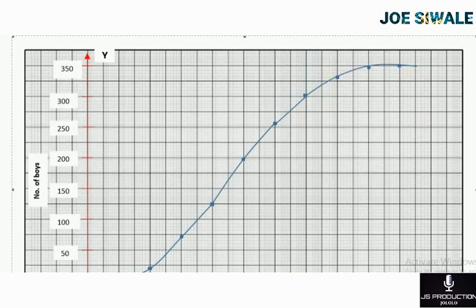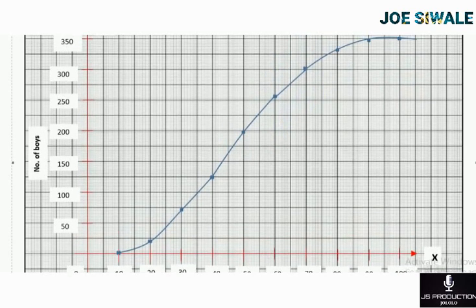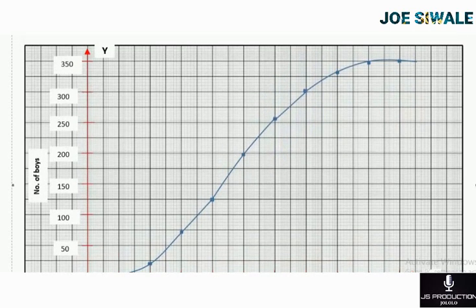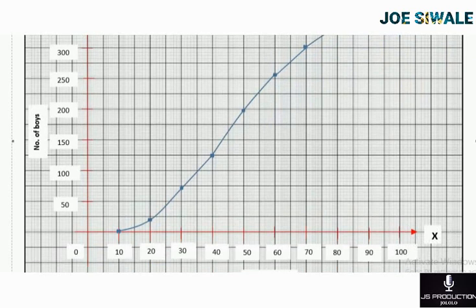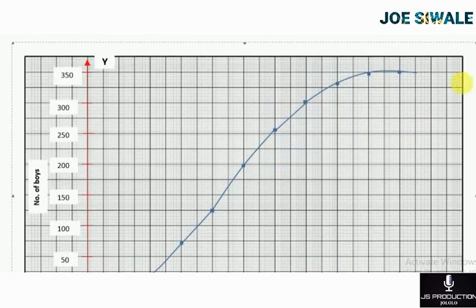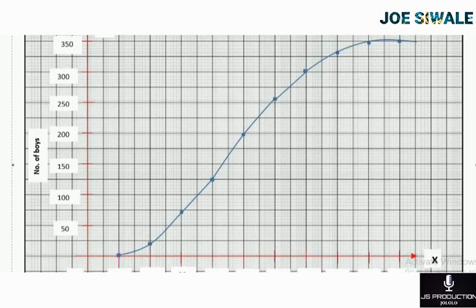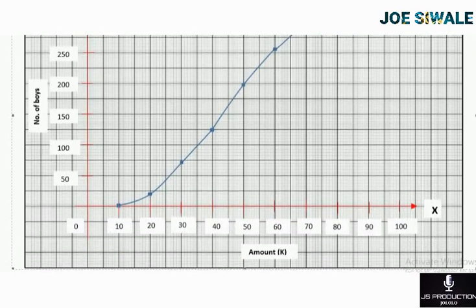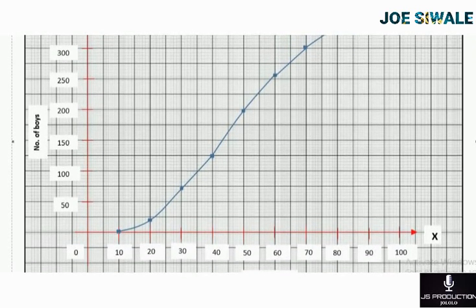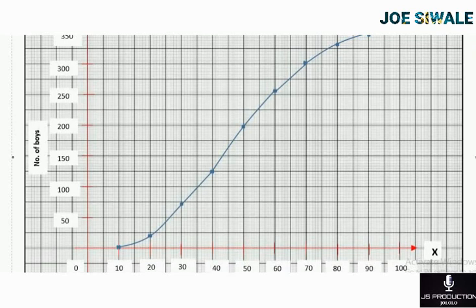Then the other point is 80, 335. Then the other point is 90, 345. Then the last point, it's 100 and 350. So you can just connect these points, so the curve must look in that way. So which means I've just drawn my cumulative frequency curve.